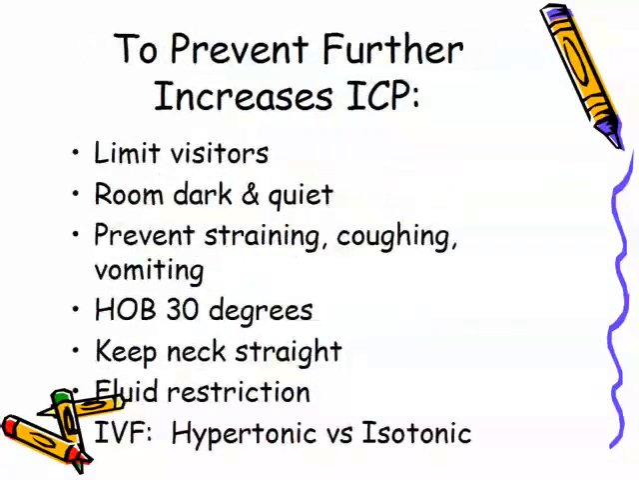Other interventions that can be done to try and keep the ICP down are to limit visitors, keep the room dark and quiet, keep the patient from straining, coughing, vomiting, keep the head of the bed elevated 30 degrees, keep the neck straight, and do fluid restrictions. Remember, hypertonic solutions are going to be the best for those patients. Examples include D5NW or D5 half normal saline. These will help to decrease ICP.